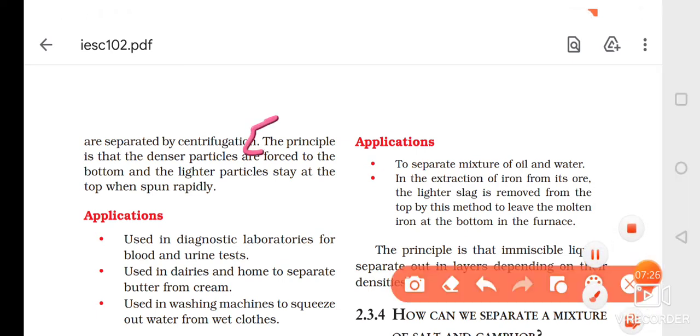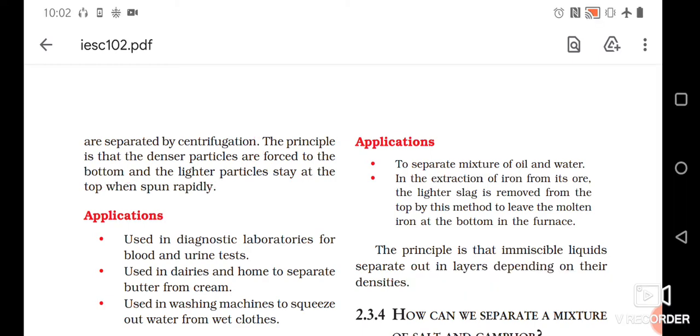The principle here is that the denser particles will be forced to the bottom and the lighter particles will settle at the top. Okay, this is the principle of centrifugation.